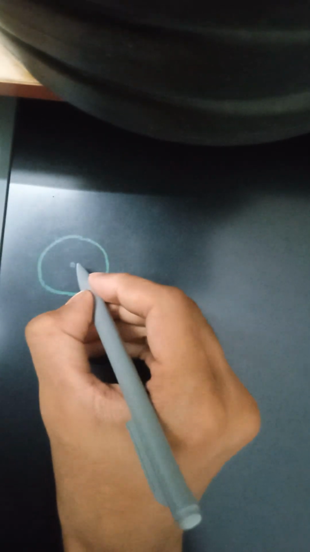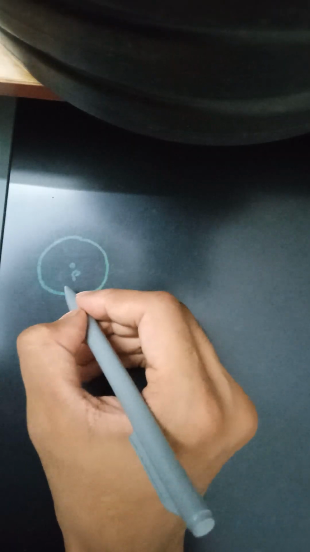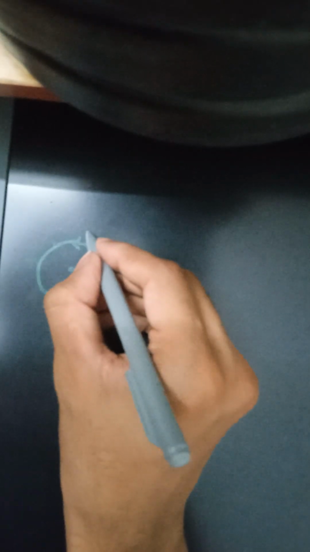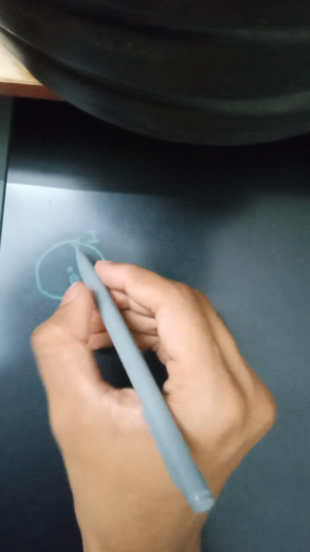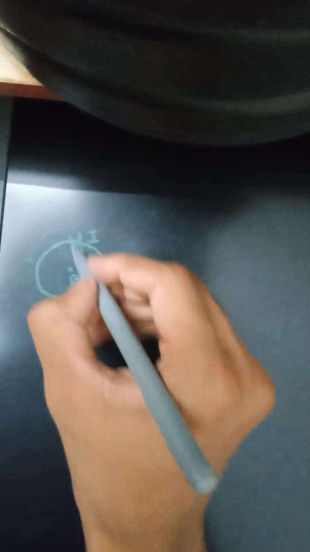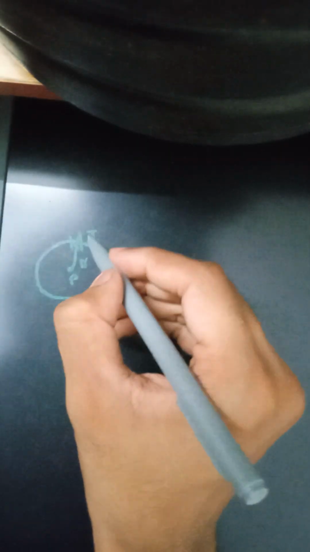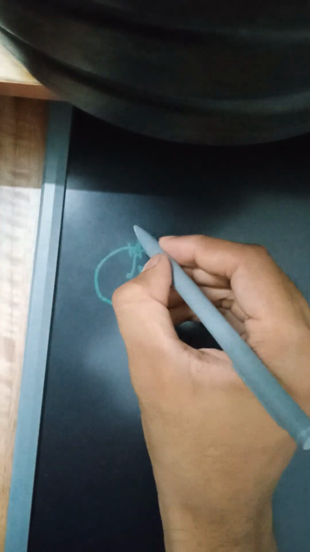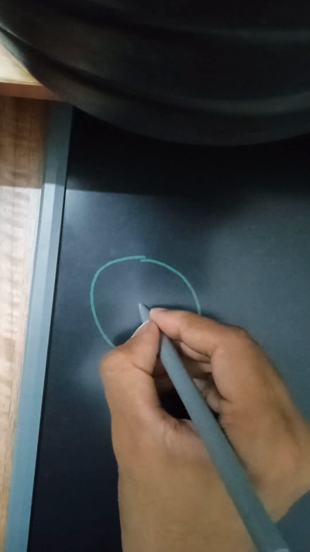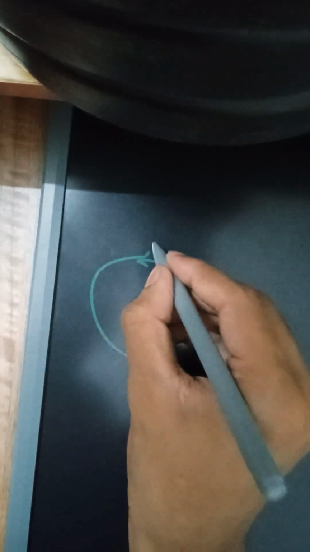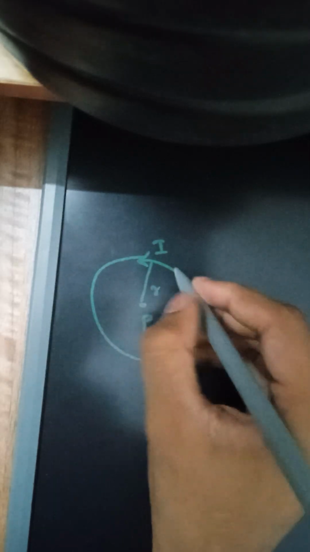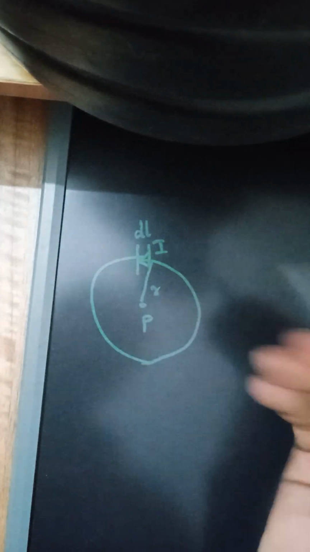So at the center we have our point P and the current flowing is I, and at this radius, which we will mention as R, and this is dl. I will be explaining. We have one circle, one point P, current I, radius R, and a small element of the circle. This is a basic diagram.